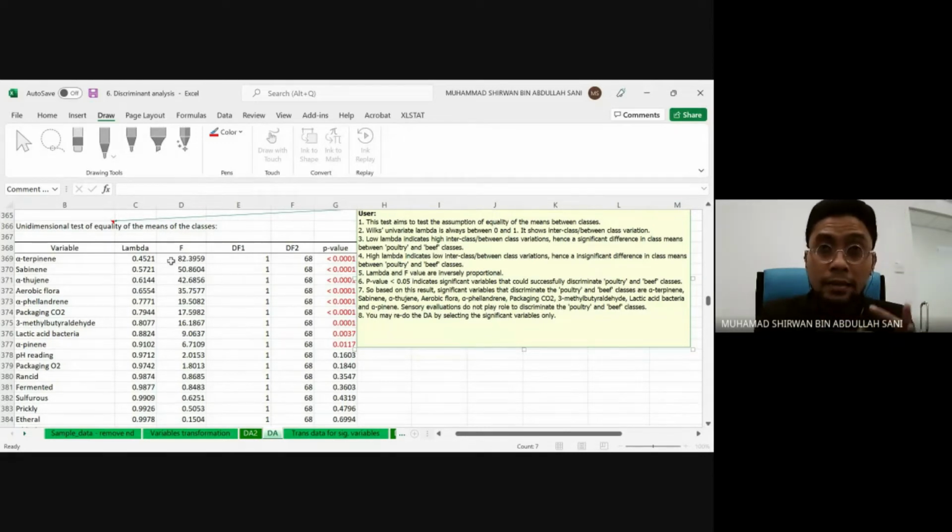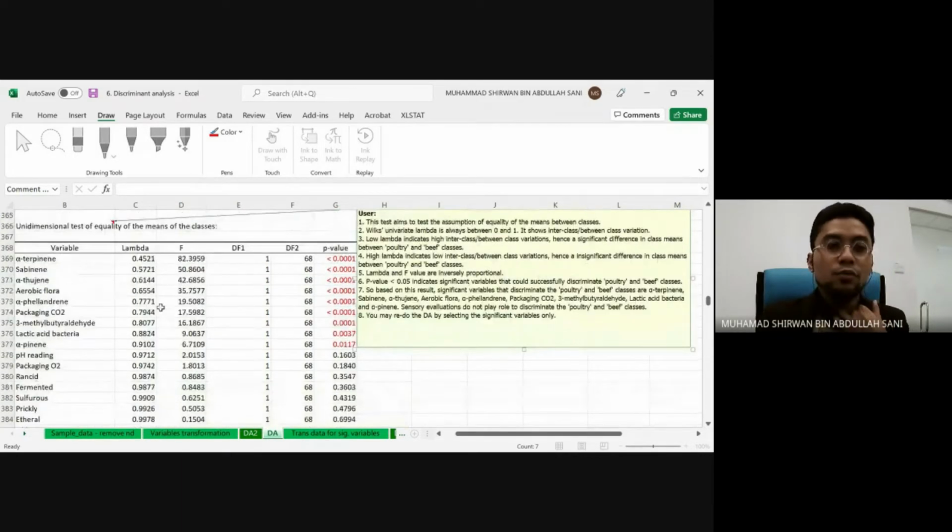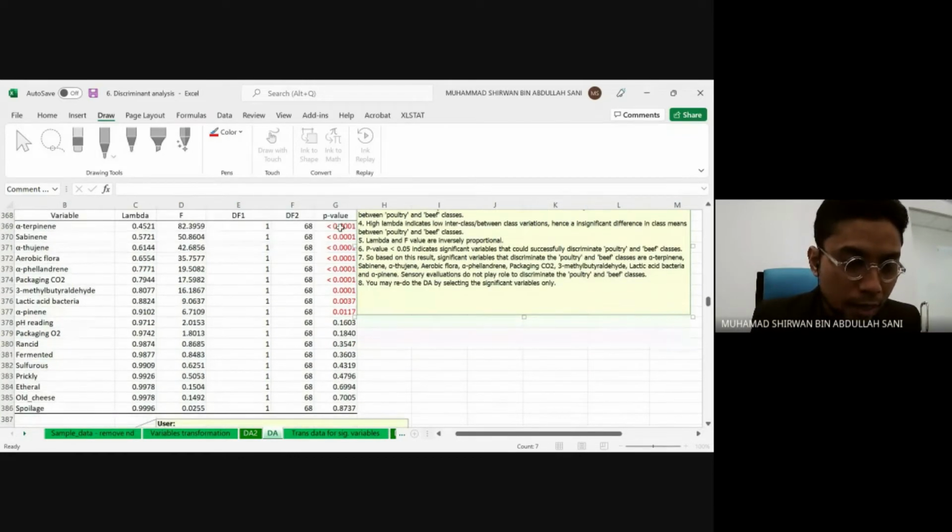So in your discussion, you can choose to discuss lambda from low to highest value, or you can choose according to the ranking of F statistic. The p-value that we have set at 0.05 indicates a significant variable that could successfully discriminate poultry and beef. So that's why we rearrange the p-value together to find which p-values are lower than 0.05.